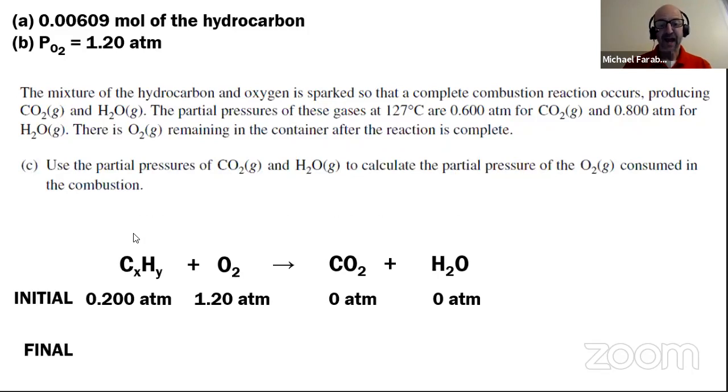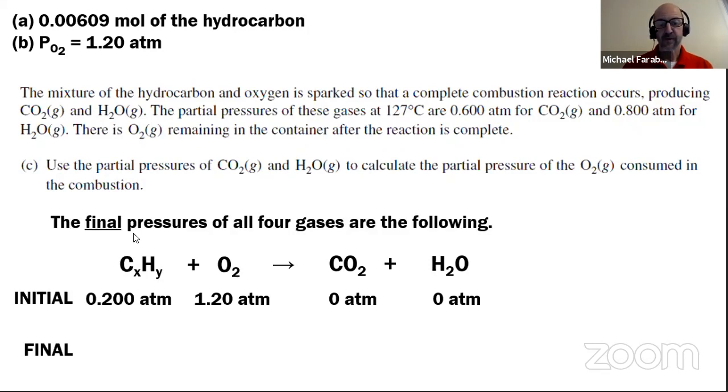At the end, after the combustion has occurred, and we're assuming that complete combustion means that all of the hydrocarbon was consumed, there should be no amount of hydrocarbon left over because it was the limiting reactant and consumed all the way. There's going to be some amount of oxygen left over, but all we're given is that there is oxygen remaining in the container. That tells us that oxygen was the excess reactant and the hydrocarbon was the limiting reactant, but we don't know how much oxygen is left over. So we can't do a simple subtraction based on that.